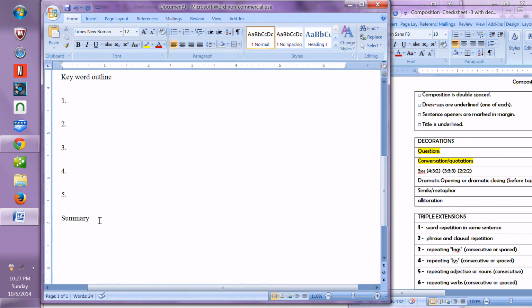And in your summary, let's work on our 3 decorations. Dramatic opening. I think it's easier to do a dramatic opening than a dramatic closing, but if you think of a good closing, you could do the closing. A simile or metaphor, and alliteration. Of course, I'm going to grade you on capitalization, spelling, punctuation, and your usage. But let's look at trying to add these decorations to your writing tools.